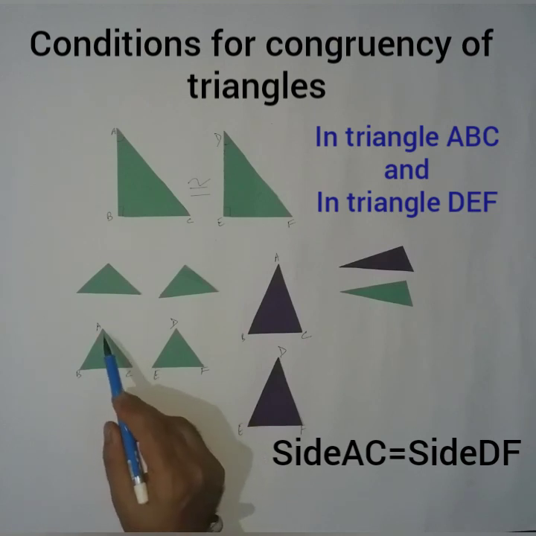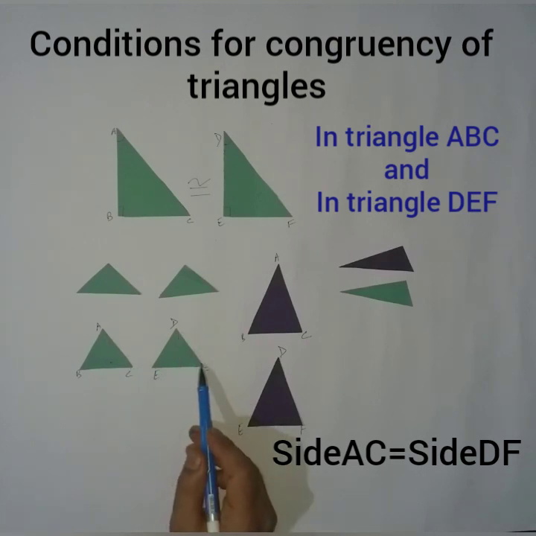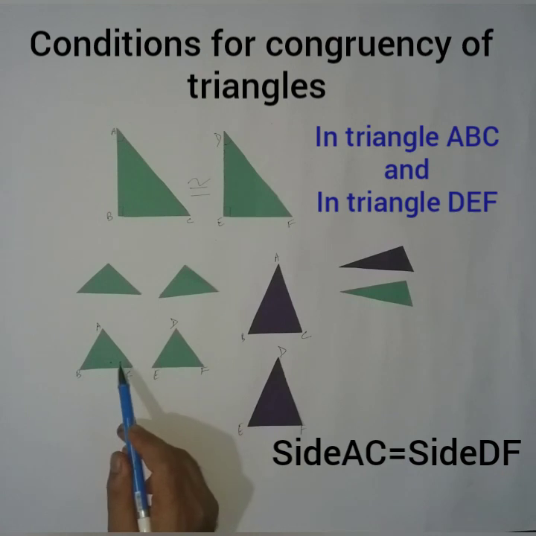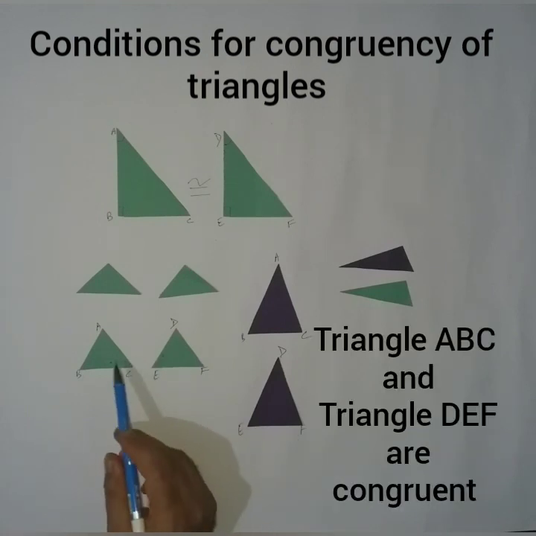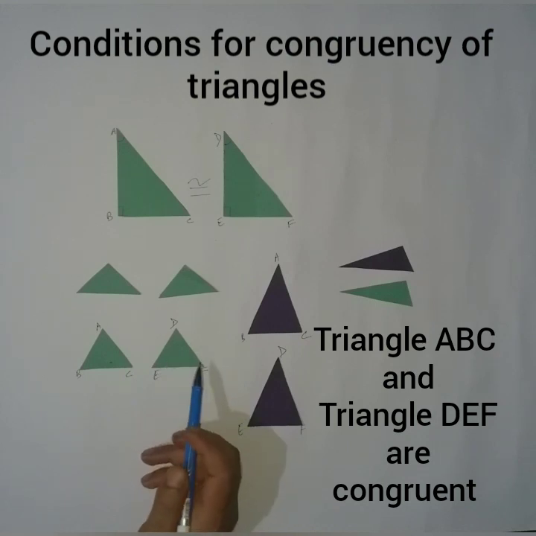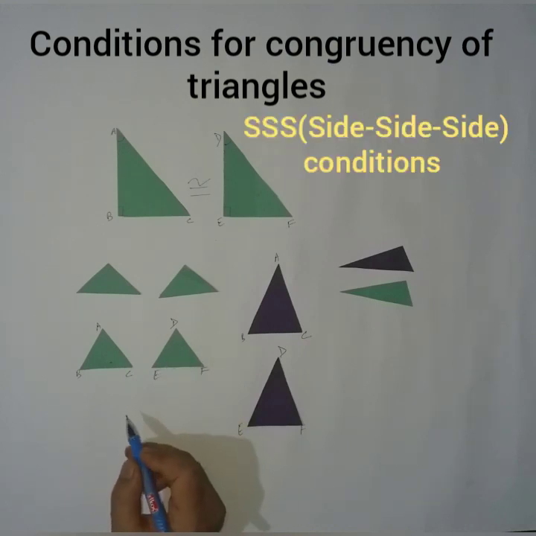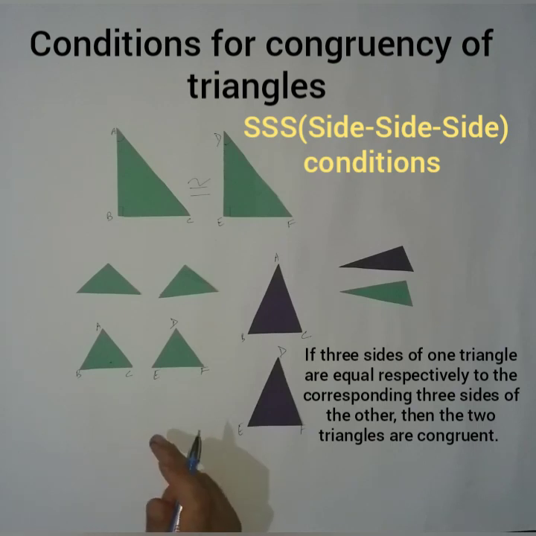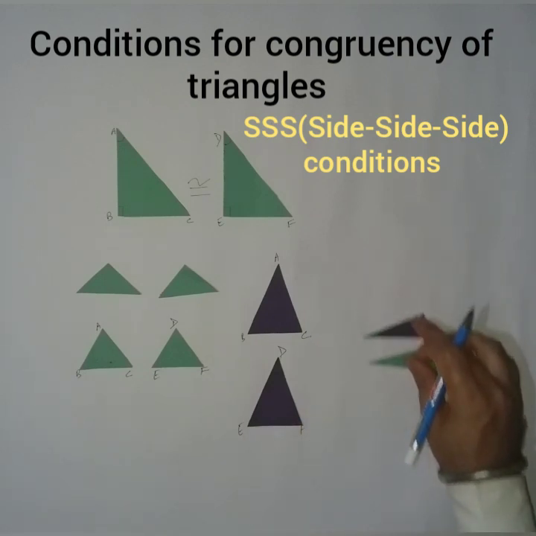Suppose this AC is equal to DF. The side AC is equal to the side DF, corresponding sides. Then we can write these two triangles are congruent to each other. That is, triangle ABC is congruent to triangle DEF. Similarly, we can see the side, side and side condition. If three sides of one triangle are equal respectively to the corresponding three sides of the other, then the two triangles are congruent. Let us examine with these two triangles.